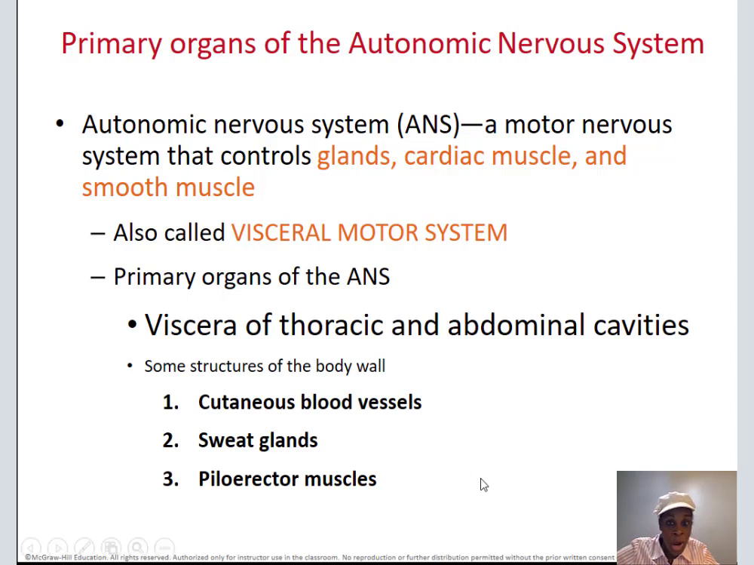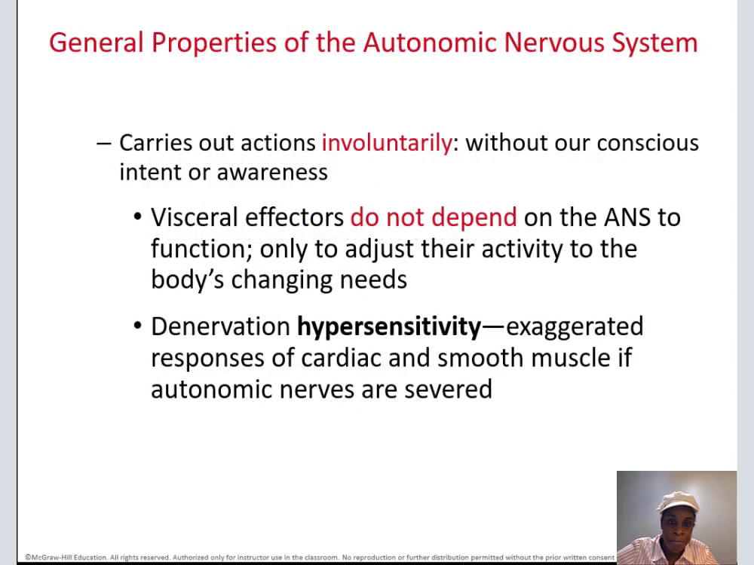Sweat glands. If you're too hot, you sweat to cool you off, right? If you're cold, you don't sweat. Or the piloerector muscle. You have goosebumps, for example. You shiver when you're cold. All those are done automatically. It is involuntary.